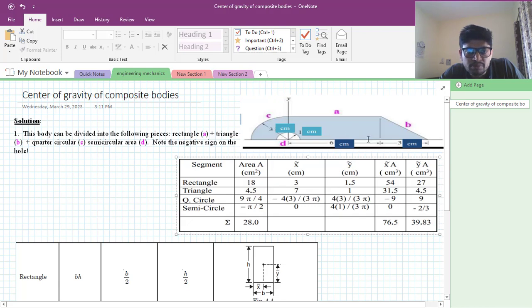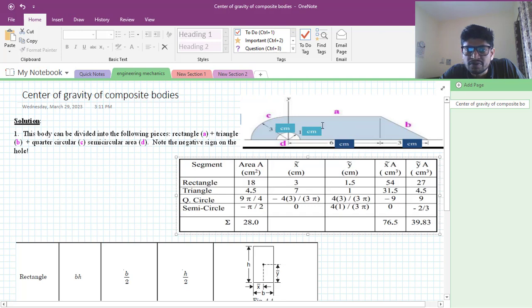break the problem into simple geometrical figures, such that you can see in this figure there is a rectangle, this triangle, semicircle, this one, and this quadrant. So this semicircle is a hole, so we have to subtract the area of this semicircle from this composite body.